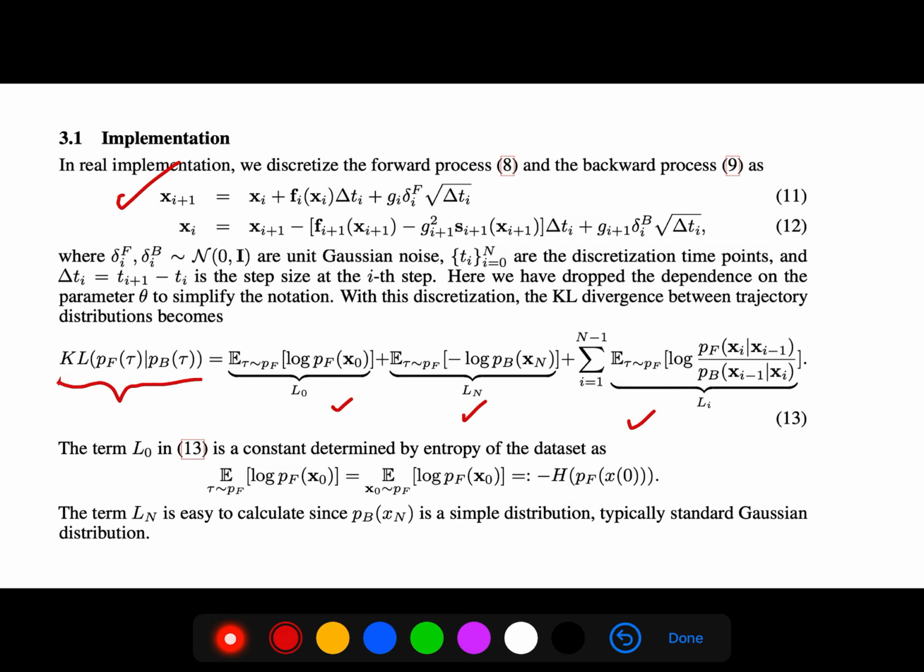The term L0 is just a constant. We don't need that. It is determined by the entropy of the data set. The last term is easy to calculate because p of xN is a simple distribution, for example, a Gaussian distribution. So we can calculate it.